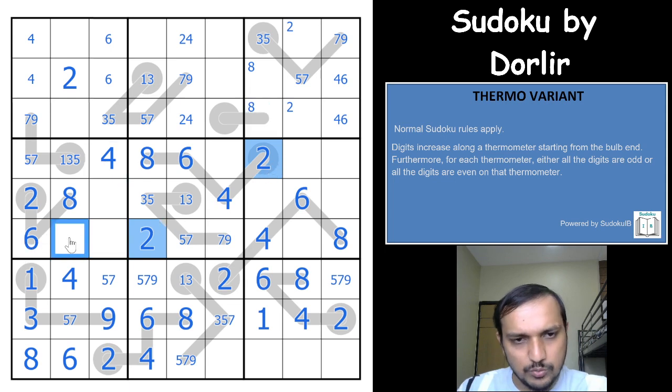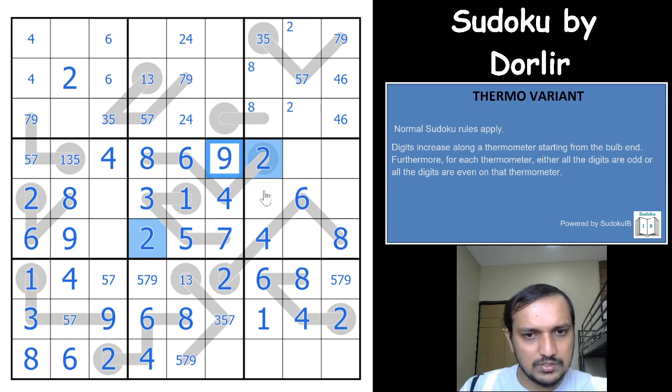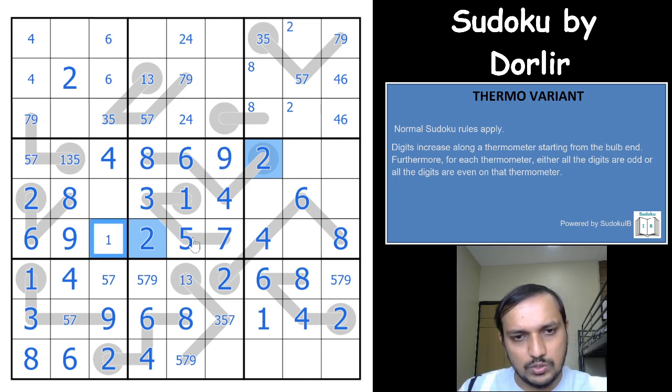Oh, this would have to be a 9. That gives you 7, 5, 3 and a 1. That gives you a 9 here. That is amazing. So 1 and a 3 in any order. So this is 1 3 1 3.